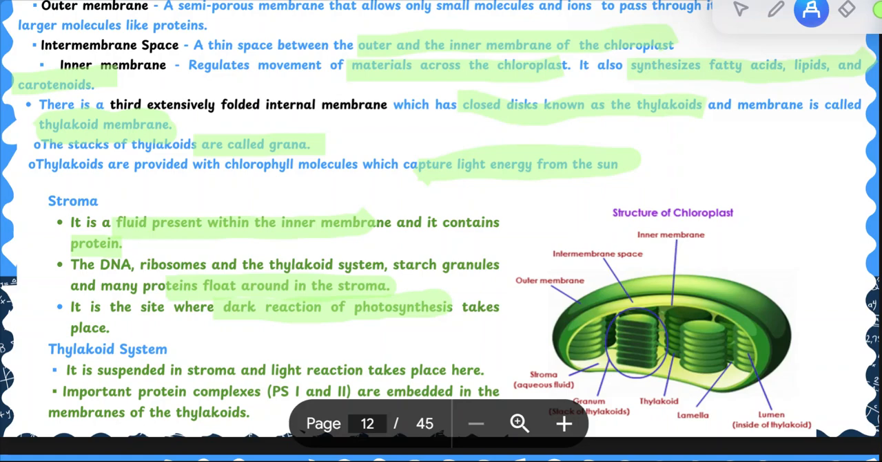Then you have the thylakoid system, which is suspended in the stroma, and thylakoid system के अंदर आपका light reaction occur करता है, and you have important protein complexes like photosystem 1 and photosystem 2, which are embedded in the membranes of the thylakoids.